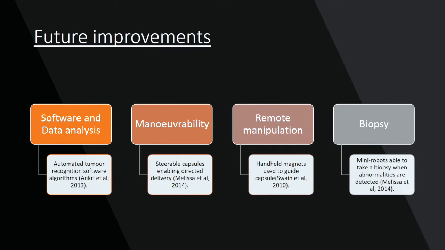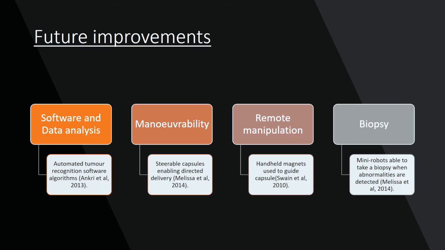The areas that I've identified through literature reviews are software and data analysis, which includes the integration of software algorithms to identify tumors and cancer cells automatically. The current method involves the doctor analyzing all of the individual photos and providing a diagnosis, which can take many hours. The next point being maneuverability.